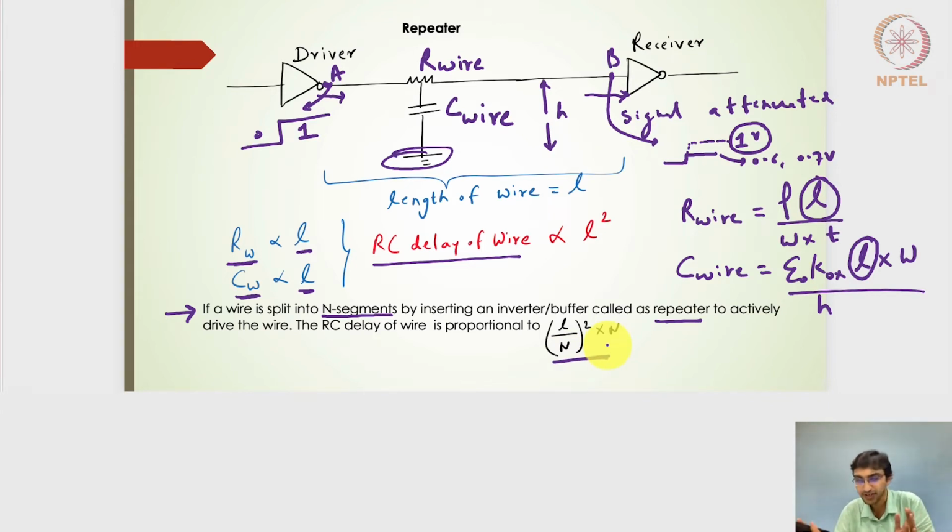So there are two problems here. One problem is the attenuation problem, which occurs if I have a long interconnect or a long wire. The second problem is that the RC delay of the wire is directly proportional to the square of the length of the wire.